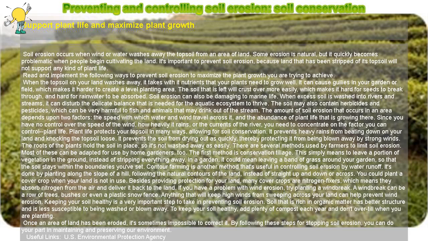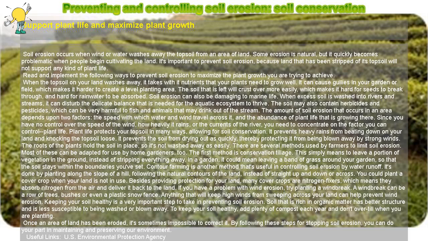Read and implement the following ways to prevent soil erosion to maximize the plant growth you are trying to achieve. When the topsoil on your land washes away, it takes with it nutrients that your plants need to grow well. It can cause gullies in your garden or field, which makes it harder to create a level planting area. The soil that is left will crust over more easily, which makes it hard for seeds to break through, and hard for rainwater to be absorbed.